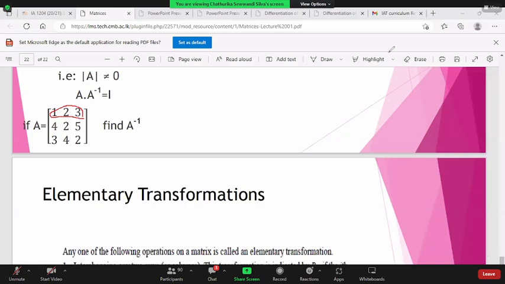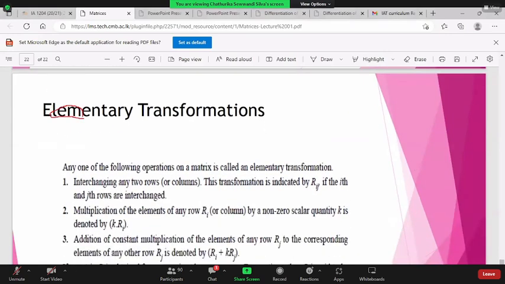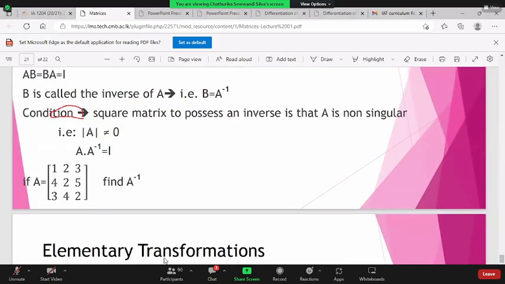So next, addition of constant multiplication of elements of any row to corresponding elements of any other row. So we get one row. For example, let's say we get the first row and we multiply the full first row by 2. Then this is 2, this is 4, this is 6.